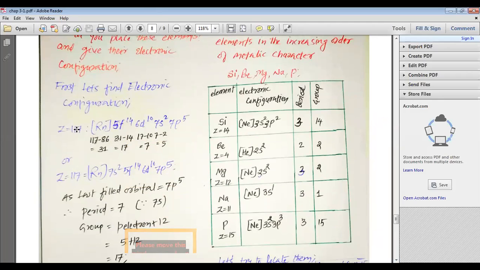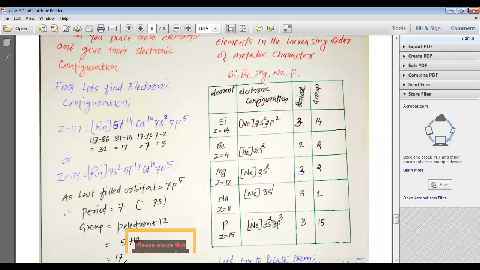We know that this element goes beyond radon. So first we will put radon. Radon atomic number is 86, so 117 minus 86 would be 31. Now we have 31 electrons left. After radon, we fill the 5f orbital. So in 5f orbital, 31 minus 14, that is 17 electrons have been left. Now we will fill the 6d orbital.